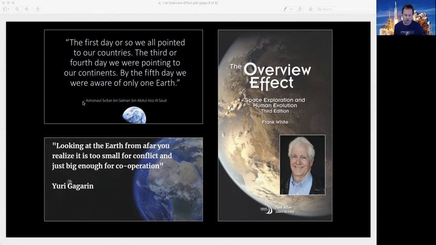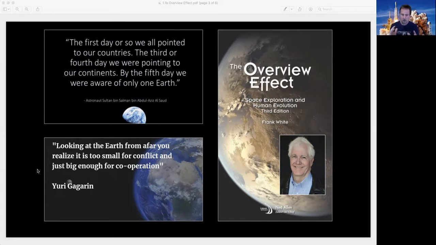Now, Yuri Gagarin was the Russian who was the first human being to ever orbit the Earth, and he did this in 1961, on April 12th, actually, sorry. As the first person to return from Earth orbit and see the Earth from that vantage point, he said, looking at the Earth from afar, you realize it's too small for conflict and just big enough for cooperation. It's an interesting juxtaposition of too small and too big. But again, this sense of unity and the futility of projecting otherness on other peoples or other animals or plant life and things like this.